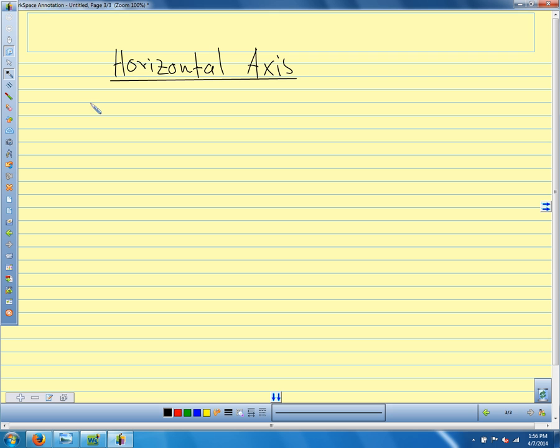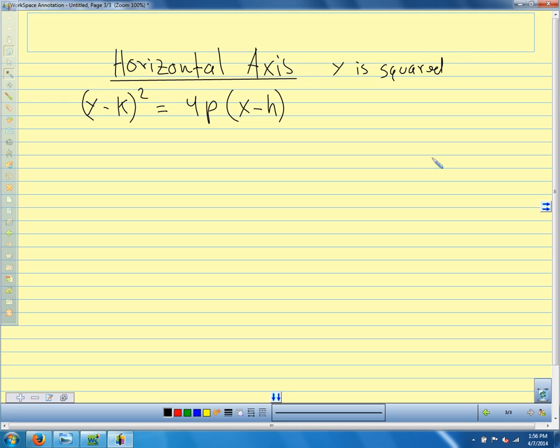So our horizontal axis: (y minus k) squared equals 4p (x minus h). For our horizontal axis, y is squared. Our vertex is still at (h, k). And now p tells us, rather than moving up and down from our vertex, we're going to move left and right from our vertex to get to our focus and our directrix.